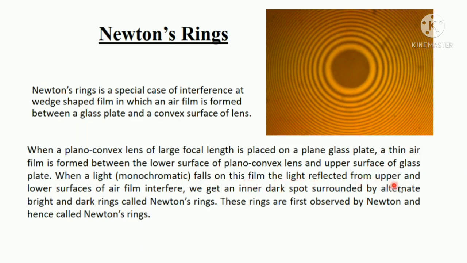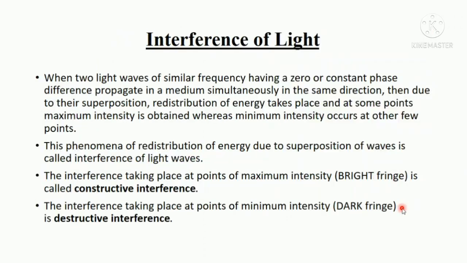So when a monochromatic light falls on this film, the light reflected from the upper and lower surfaces of the air film interferes, and we get an inner dark spot surrounded by alternate bright and dark rings. They are known as Newton's rings as Newton observed them first. Now let us see what is interference of light.